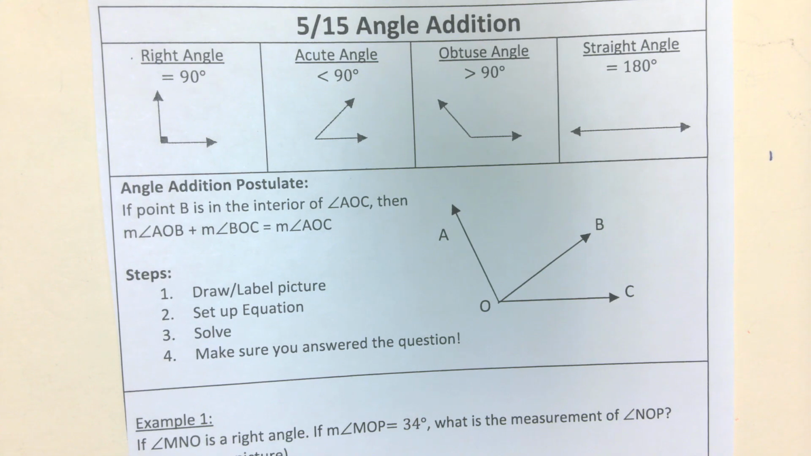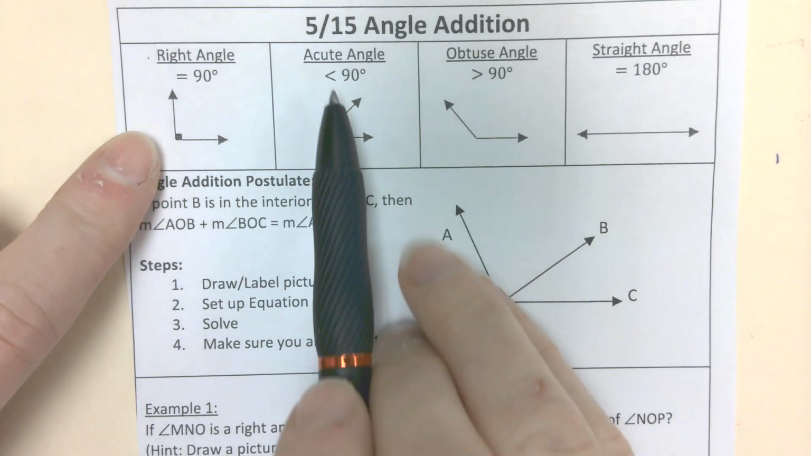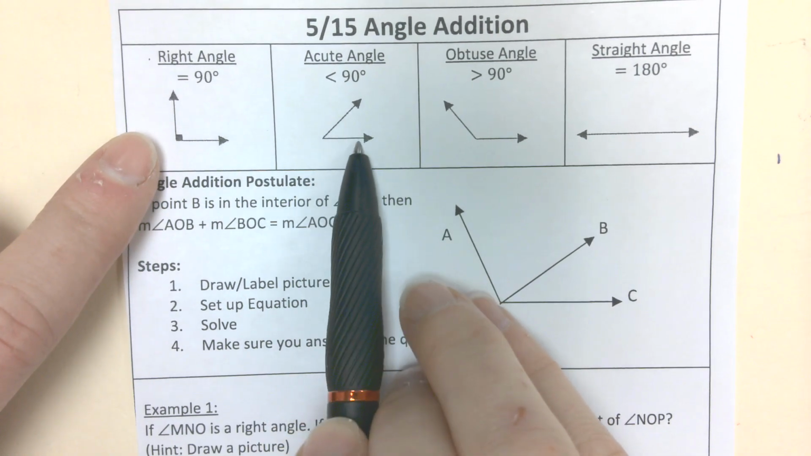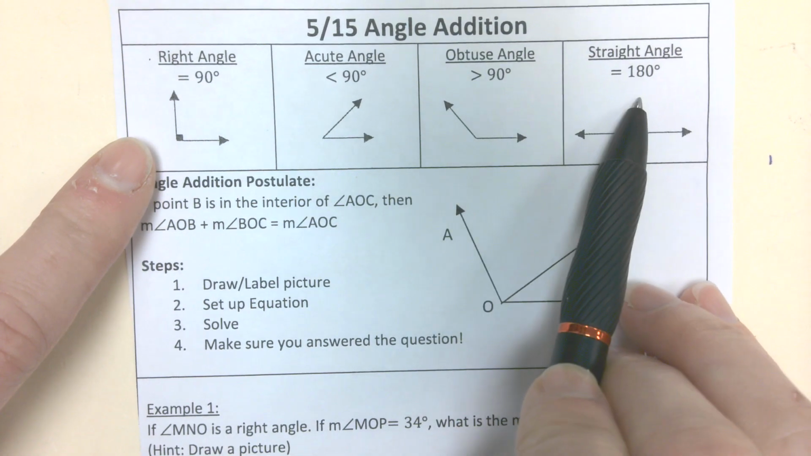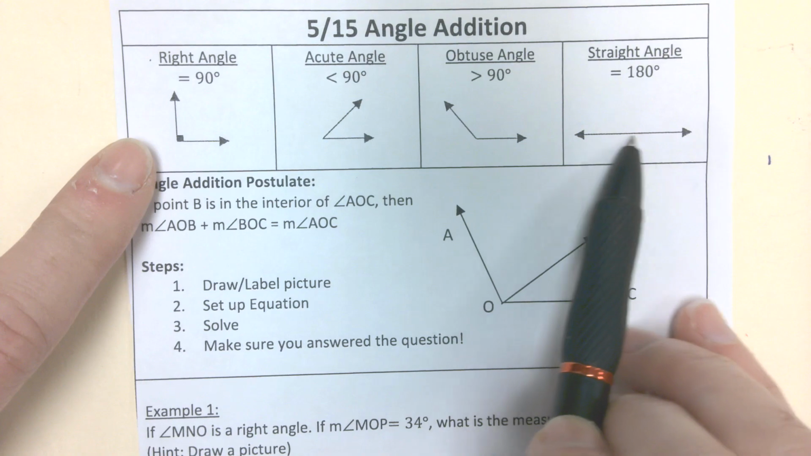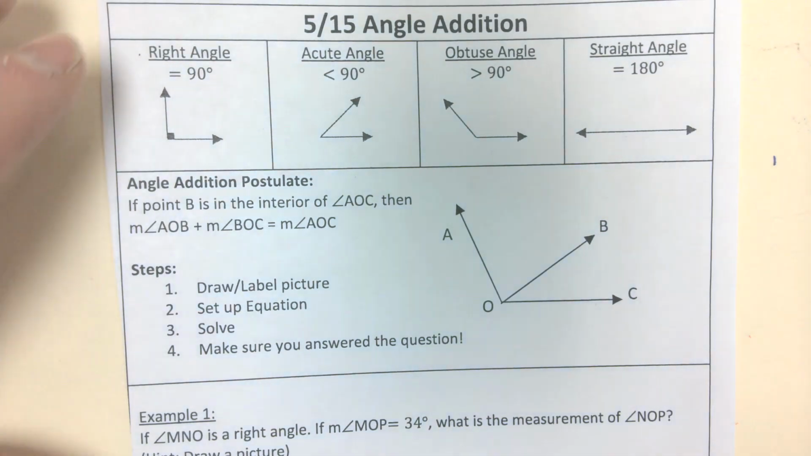So let's look at angles today. A right angle is 90 degrees. An acute angle is less than 90, so it's small. Obtuse is greater than 90. And then a straight angle is 180 degrees. Two angles that make a straight line is 180.